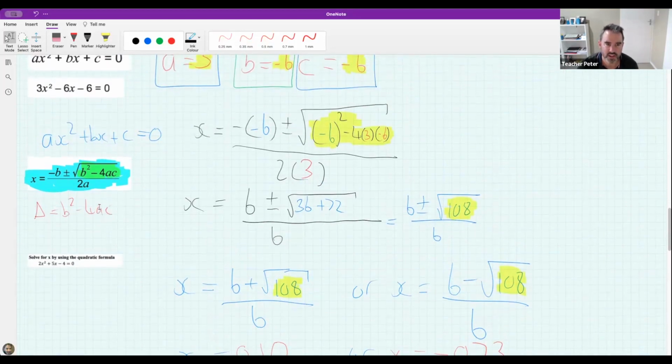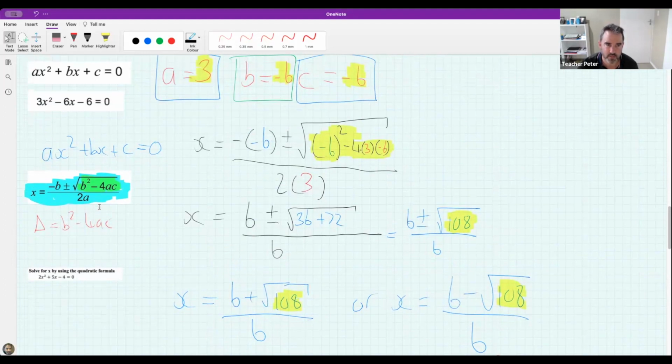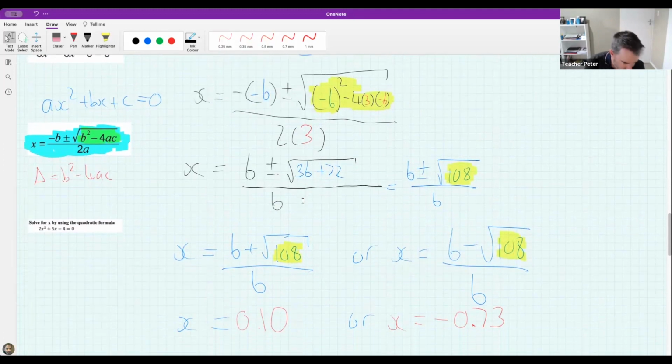So we said a is 3, b is minus 6. There's my minus 6. Okay, let me try again. Maybe I'm doing something wrong here. Square root 108, and then I get plus 6, and then divided by 6. Oh my goodness, I'm making mistakes. Sorry, guys. It is in fact 2.73.